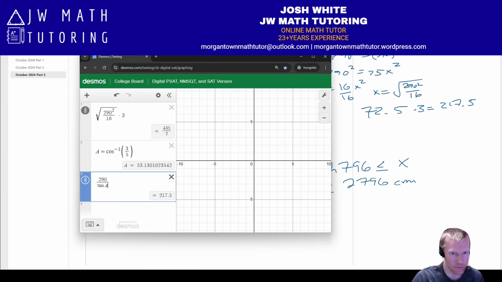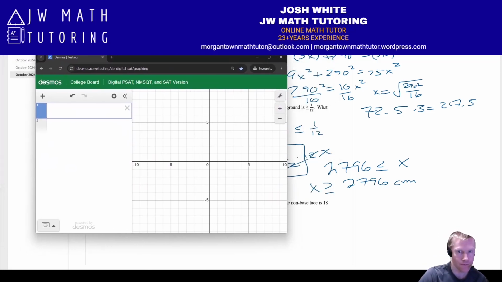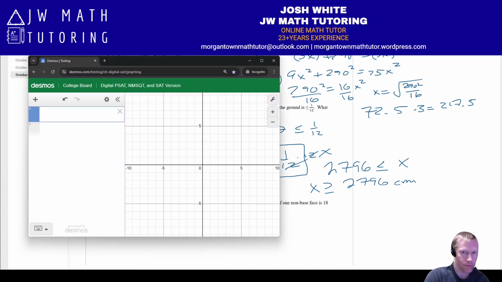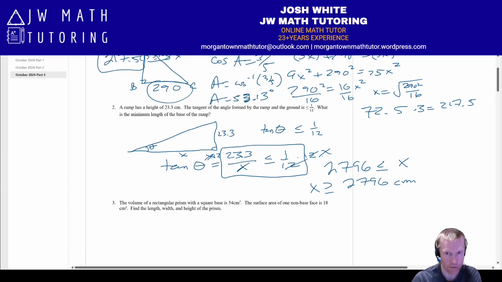So just to go to Desmos to confirm, the tangent of the angle is equal to the ratio of the opposite over the adjacent. So we get this value, and if you divide 1/12, notice it's exactly equal to it. 0.08 and then 3 repeating. So this just confirms that we have the correct answer.